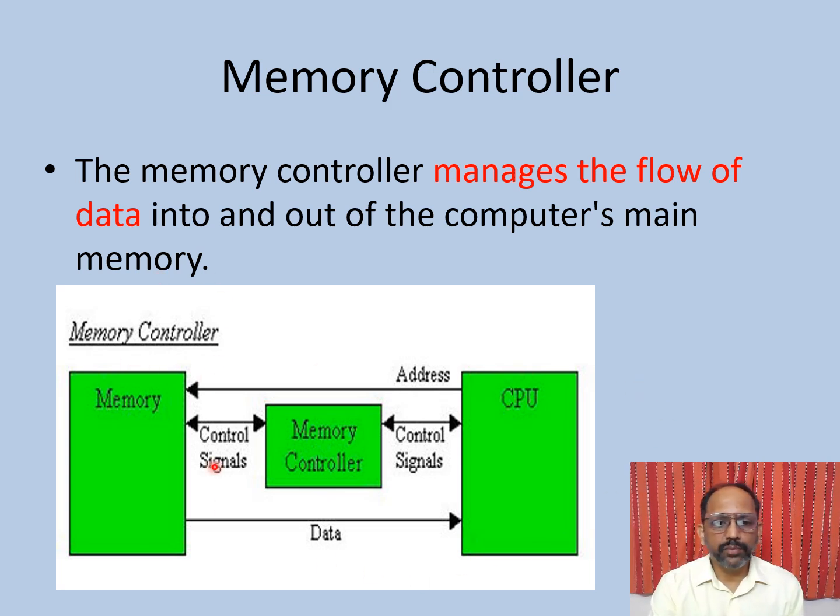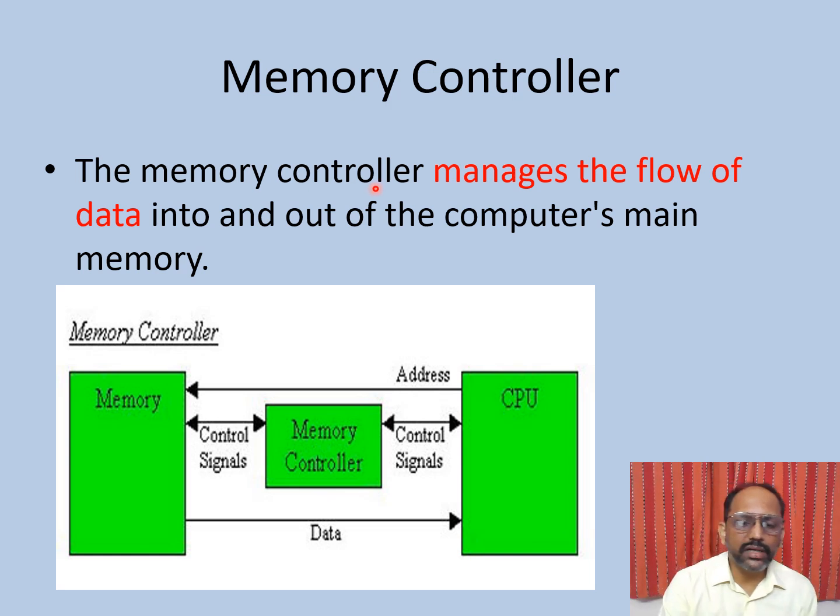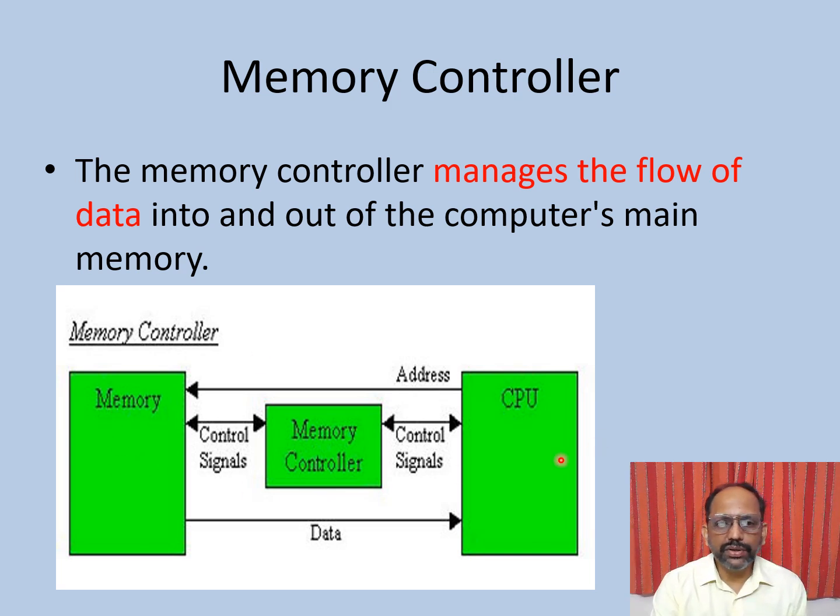You can see here the block diagram of a microcontroller. There is a CPU. The CPU will send the address through address bus and the data is carried through data bus, and the control signal, that is read control signal or write control signal, will be sent through the memory controller. Basically, the memory controller is a hardware that manages the flow of data from CPU to memory or from memory to CPU.